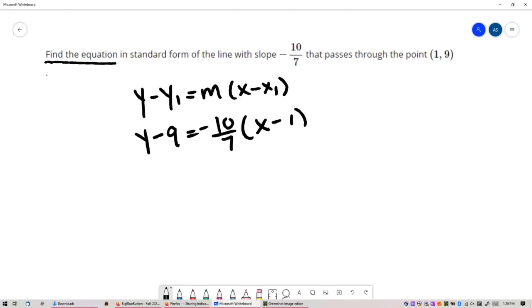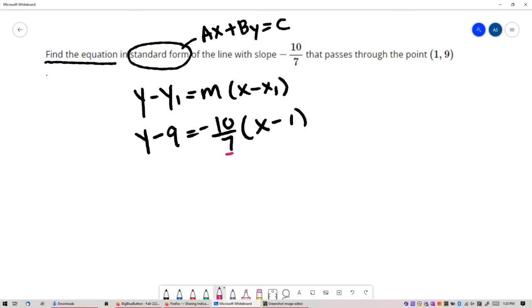So we have found the equation, but this equation is in point slope form, and we want to write the equation in standard form. Standard form is when you have ax plus by equals c. You want the x and the y on the same side of the equation and the constant on the other side. So I'm going to manipulate the equation that we found into that standard form.